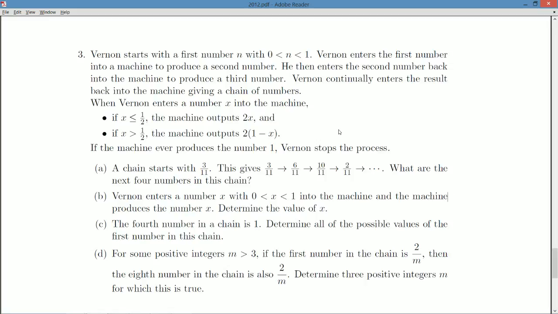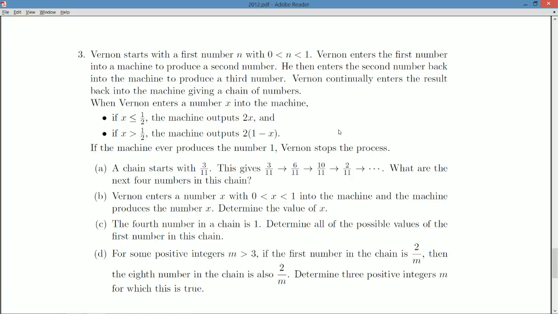So, part A. A chain starts with 3 elevenths. This gives 3 elevenths, then the second number will be 6 elevenths, then the next number will be 10 elevenths, then down to 2 elevenths. So this is giving us a little time to verify that we understand how the machine works. 3 elevenths is less than a half, so our machine should output 2 times that. 2 times 3 elevenths is 6 elevenths. That makes sense. So what are the next 4 numbers in this chain? Basically we have to start with 2 elevenths and figure out the next 4 numbers.